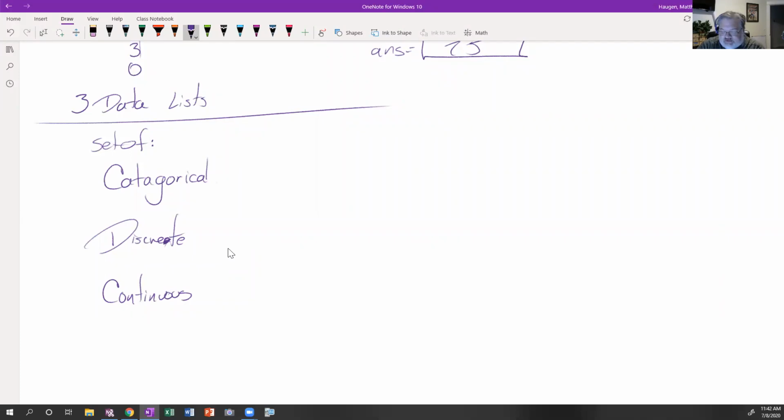So you'll need some sort of categorical data. It could be eye color. It could be where are people from. It could be are people left-handed or right-handed. It could be just some sort of categorical data. Some set of discrete data and some set of continuous data. If you need to, look in your text and review the difference between categorical, discrete, and continuous, particularly discrete and continuous, do so.